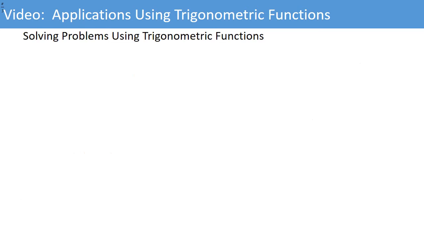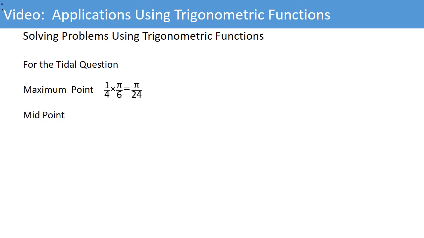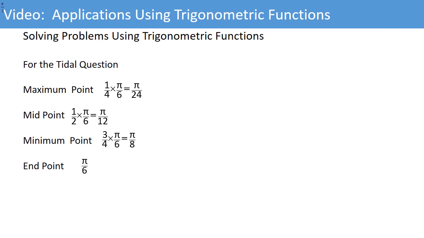Now, if we applied this to the tidal question, 1/4 of pi over 6 is pi over 24. That would be the point for x. The midpoint, 1/2 times pi over 6, which is pi over 12. The minimum point, 3/4 times pi over 6 is pi over 8, and the end point, pi over 6. Wow, we're done.